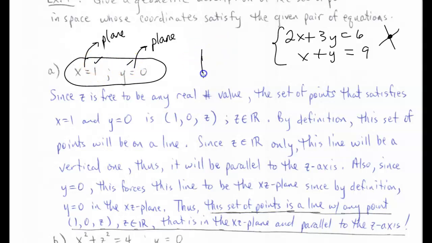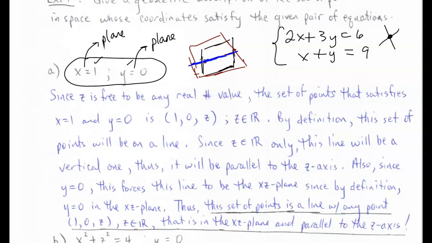If I have a plane that looks like this, and then let's say I have another plane that kind of looks like this, then where those two planes are going to intersect is going to be at a line. So these two planes intersect at a line. Our job is to figure out what that line is going to be, or a way to describe that particular line.